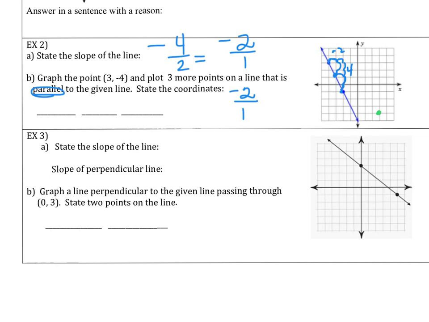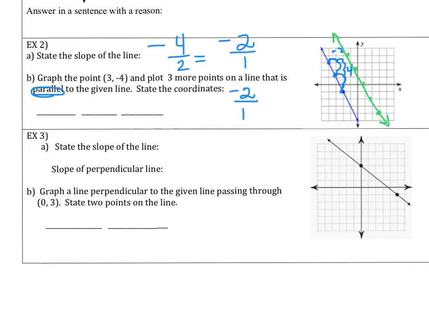From our previous counting of slope, I know I need to go up 2 and to the left 1. I need to go up 2 to the left 1, up 2 to the left 1, and that just keeps going until I run out of space on the graph, and then I can just draw the line through here. They definitely look parallel.